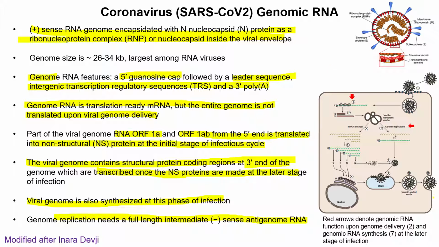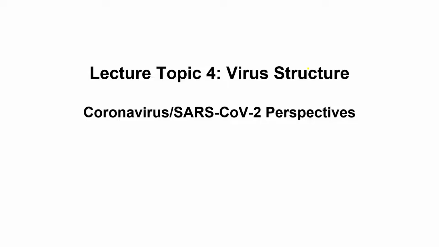Here, the red arrows denote the genomic RNA function upon genome delivery. That's where the polyproteins are made, and non-structural proteins come out from this. And right here, genome replication, the genomic RNA synthesis at the later stage of the infection, because we're talking about the genomic RNA. So that's basically the whole process.